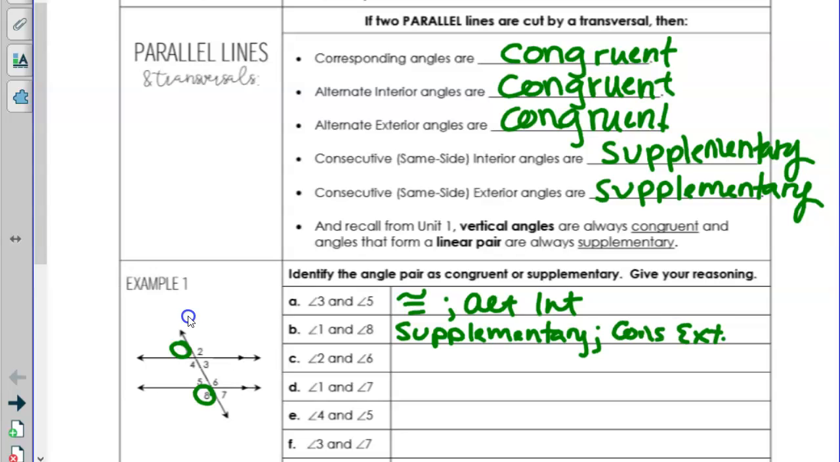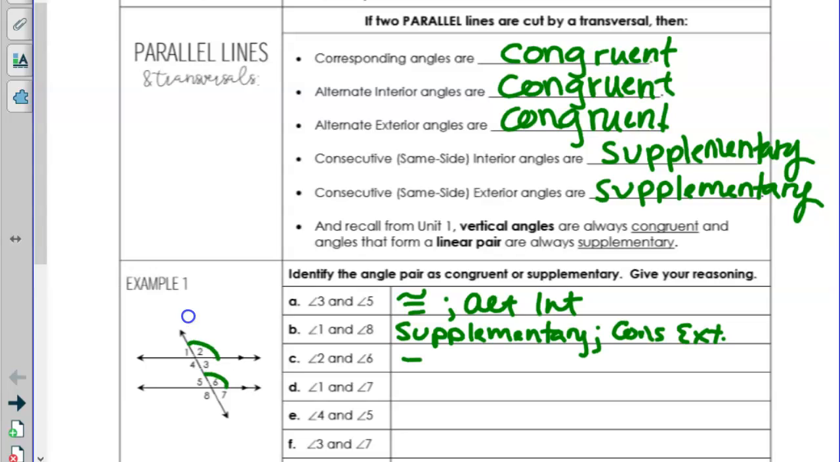Wait. Who said wait? Yes, Kaden? So we mean identify congruent and give the reasoning. You mean the reasoning for what it is, like an alternate interior, consecutive interior? Yep, and that comes from these statements. Alright, let's do 2 and 6.